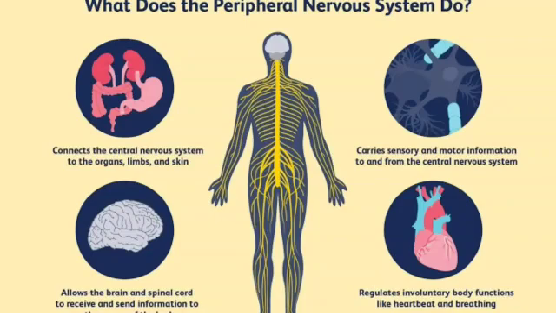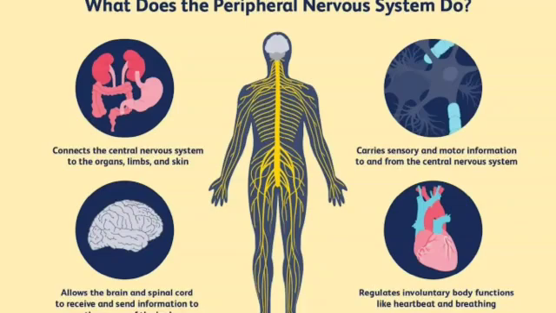So what are the functions of the peripheral nervous system? They connect the central nervous system to the organs, limbs and skin. They allow the brain and spinal cord to receive and send information to different parts of the body. They carry the sensory and motor information to and from the central nervous system. They also regulate involuntary body functions like heartbeat and breathing. So we have seen that the peripheral nervous system is involved both in voluntary actions and involuntary activities.